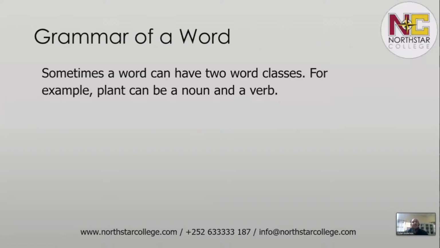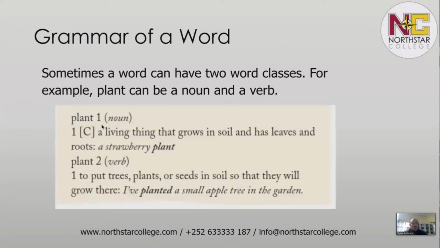And I want to talk about that phrase, grammar of a word. All that really means is how a word fits into a sentence. So sometimes a word can have 2 word classes. For example, plant can be a noun and a verb. So we see plant 1, it says noun here. So plant as a noun is a living thing that grows in soil and has leaves and roots, like a strawberry plant or any sort of tree or anything you plant that you put in the ground.